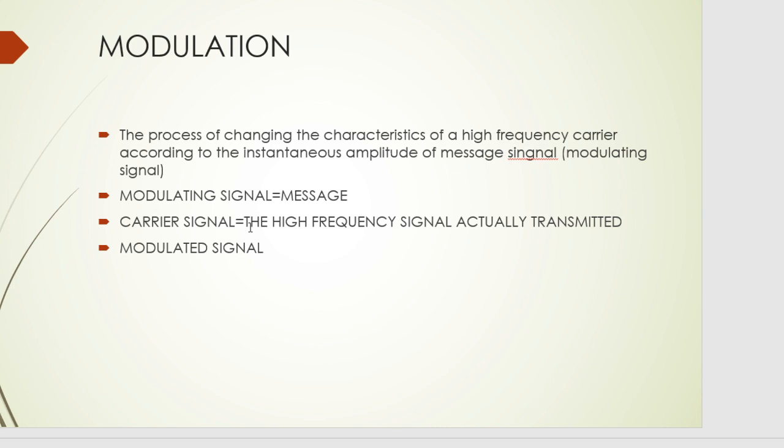But after changing the characteristics of a high frequency carrier signal with respect to the information signal or the message signal and transmitting that modulated signal, the length of the antenna required will be less.